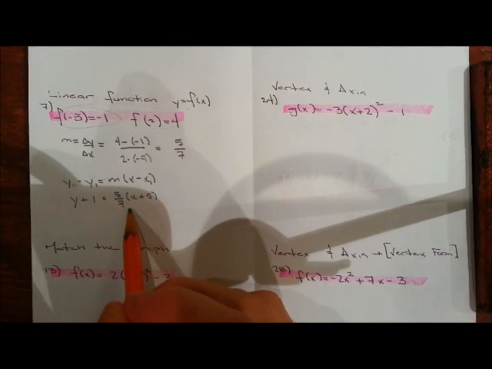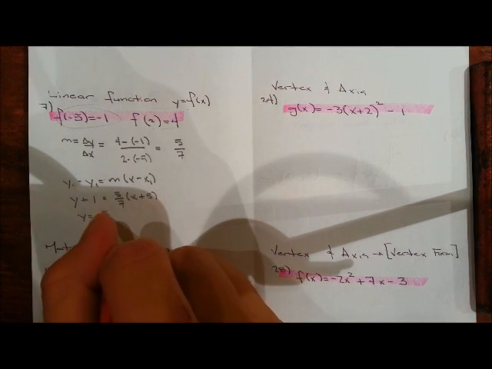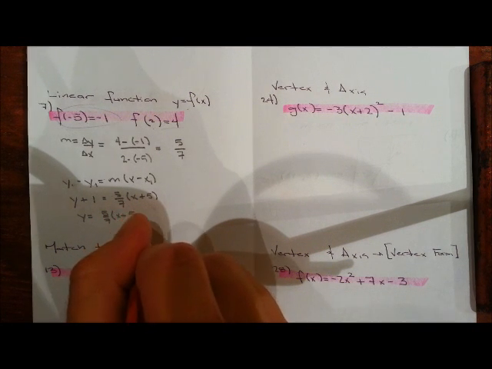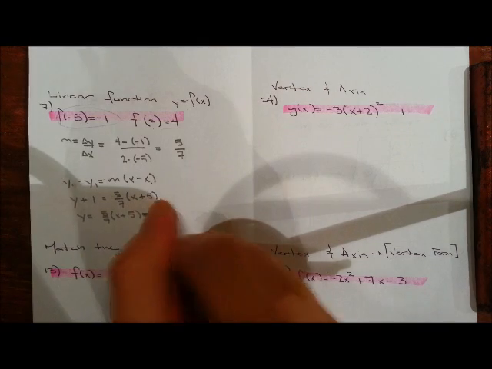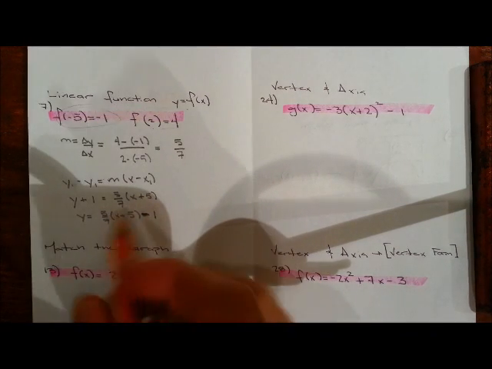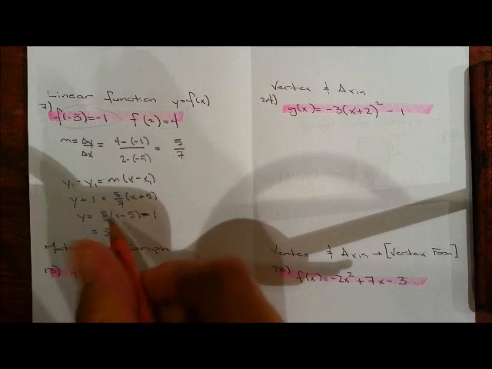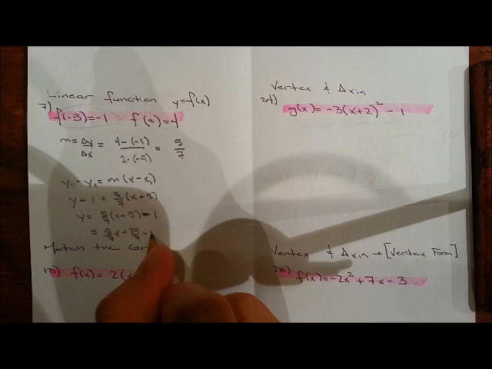So now I just need to solve. Move the 1 over to the other side. So I have 5 over 7 times x plus 5, minus 1. So now distribute this through. I have 5 over 7x. Multiply that through, I get plus 25 over 7 minus 1.